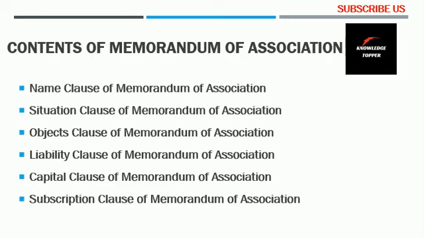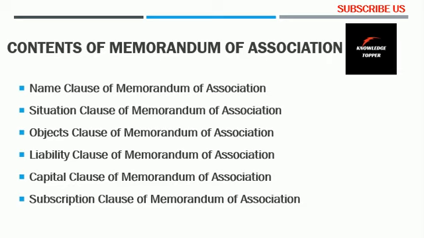When we talk about the capital clause of the Memorandum of Association, this clause mentions the maximum amount of capital that can be raised by the company. The division of capital into shares is also mentioned in this clause. The company cannot raise more capital than mentioned in this clause, and if some special rights and privileges are conferred on any type of shareholders, mention may also be made in this clause.